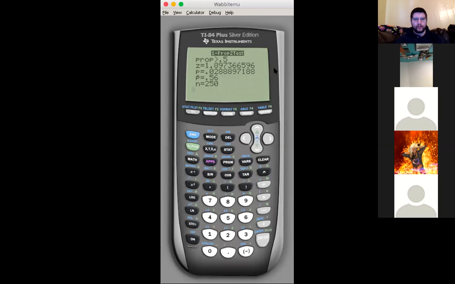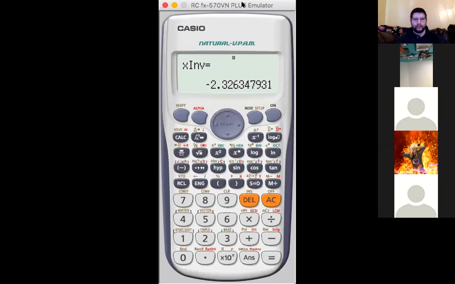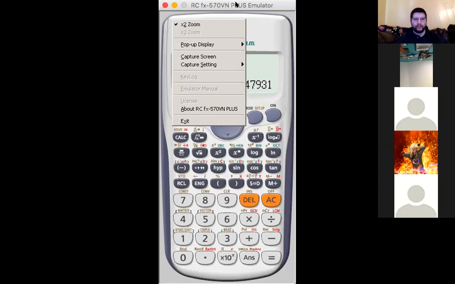Can you do that on the Casio? No, you cannot. But can you show us how? Because every time you do it in your videos, you just zoom through it.